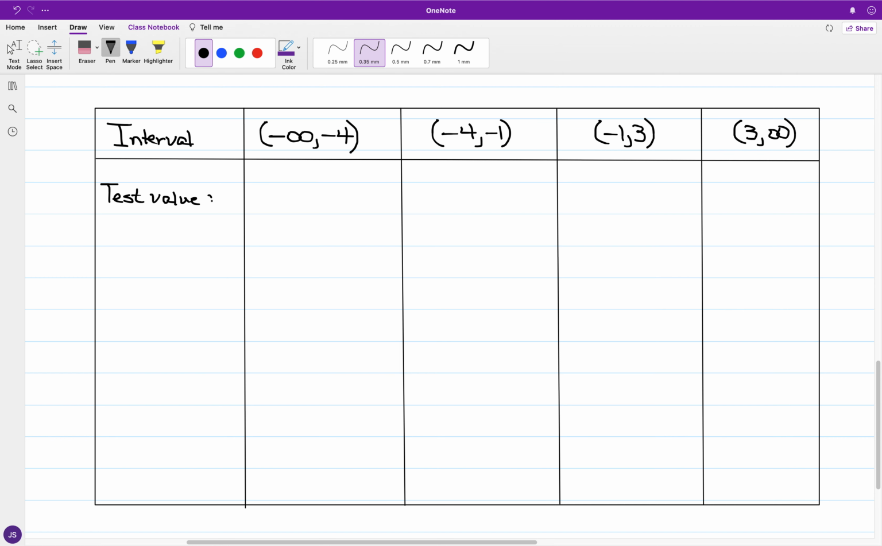for anything that is less than negative 4, something like negative 5 would fit the bill. And for anything between negative 4 and negative 1, if you were to select integers, you go with either negative 3 or negative 2. Again, anything between negative 1 and 3, but not including negative 1 or 3, you can select 0, 1, or 2, if you continue to maintain the use of integers. And then anything greater than 3, we can just go with the number 4.